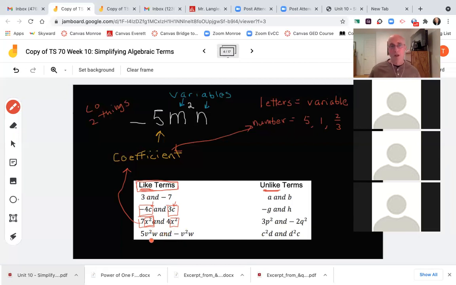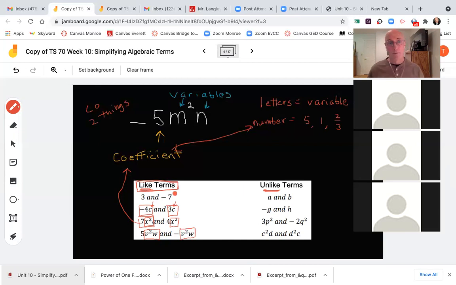All right, and then you have 5v squared w and minus v squared w. You'll notice that they both share v squared w, and so that's another example of two like terms.